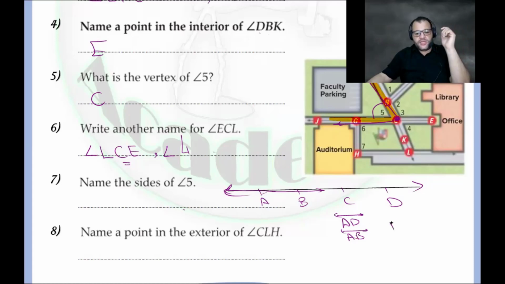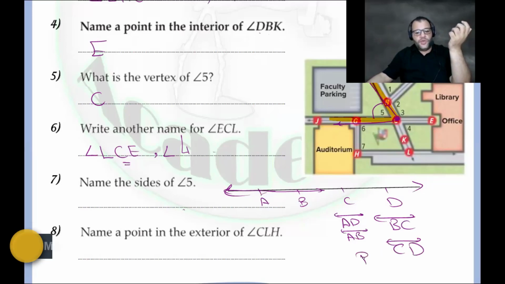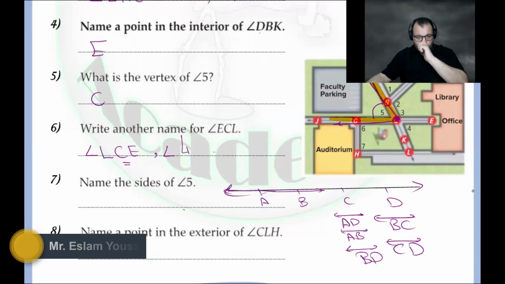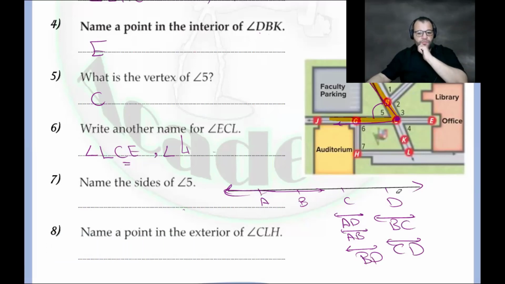So when I say BC, it is also right; CD is right; BD is right. Please, if you are not using the mic, please use it. So that's how we can name the line. For the line, you can choose any two points that lie on the line.